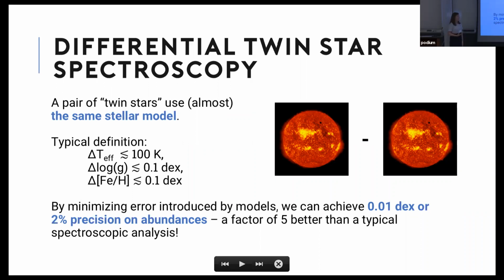So that's a very simplified way of looking at it, but based on tests that we've done, this does seem to work quite well. And we can get down to about 2% level precision on the elements for which we're able to measure a lot of lines in the spectrum. So that's about 20, 25 different elements.